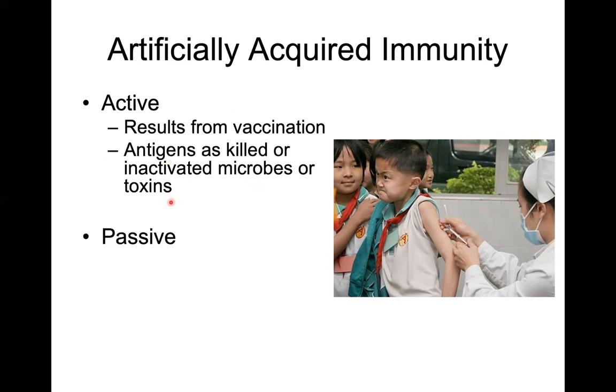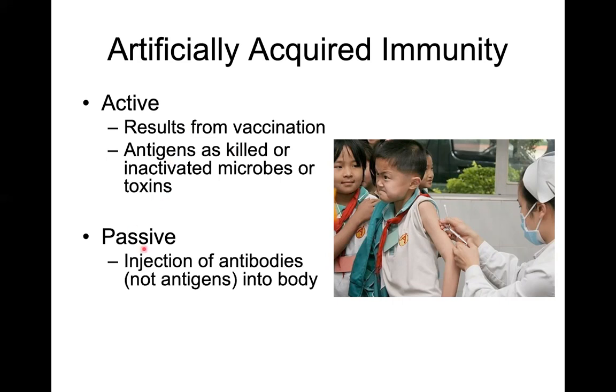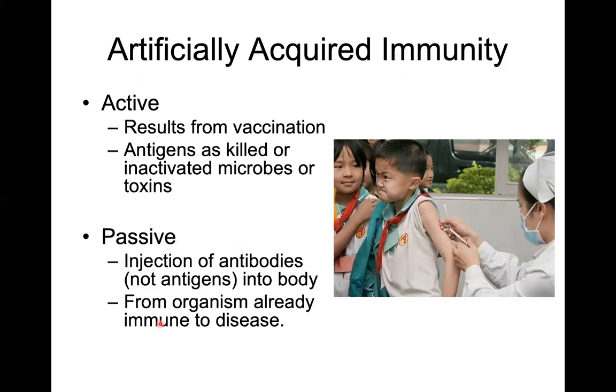You can also get passive artificially acquired immunity, and this is from an injection of antibodies, not antigens, into the body. So remember, this is artificial, right? So taking antibodies from an individual that recovered from one illness, taking the serum from that individual that now has the antibodies, and injecting it into another individual, that is artificial, right? That's not natural. Natural would be like from mother to child, and that's a natural process. So, an injection of antibodies, not antigens, into the body from an organism that is already immune to that particular disease.